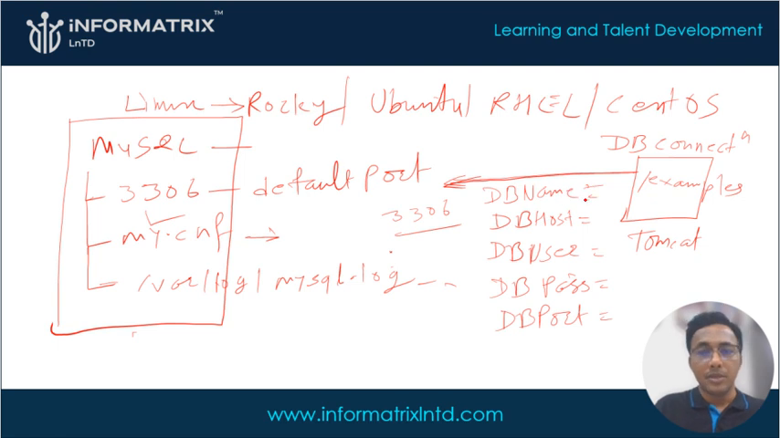In the connector properties, the developer usually defines all these values: what is the database name, what is the database host, what is the user who is going to access this database, what is the password for it, and the port number. Due to these connection properties, the application actually connects to the database. Maybe on some database server you will find the port number is different. So the DB connection properties are always set according to the configuration you have done. This is the basic fundamental whenever any application connects.